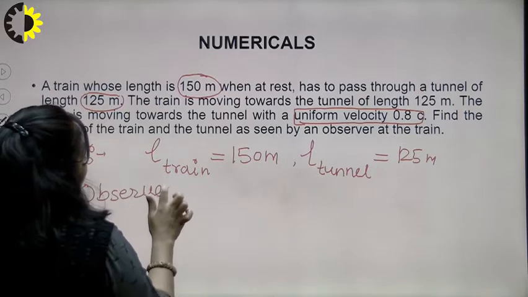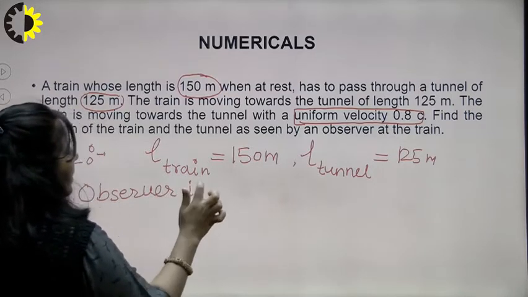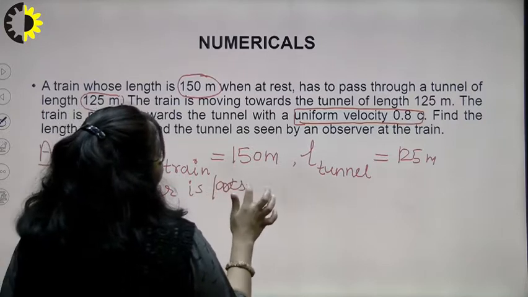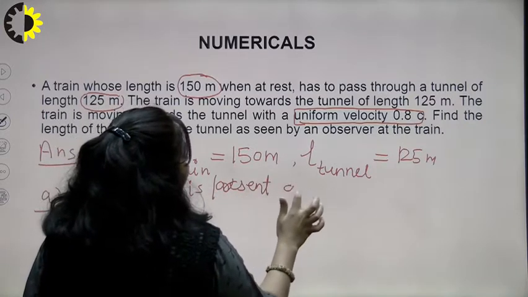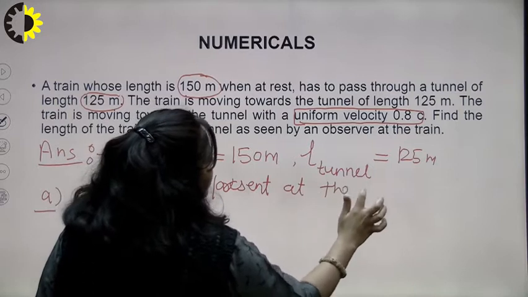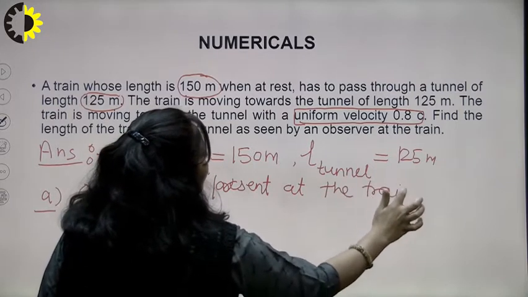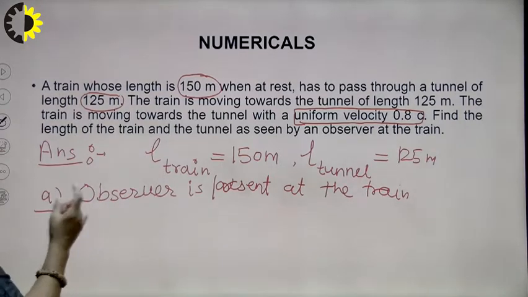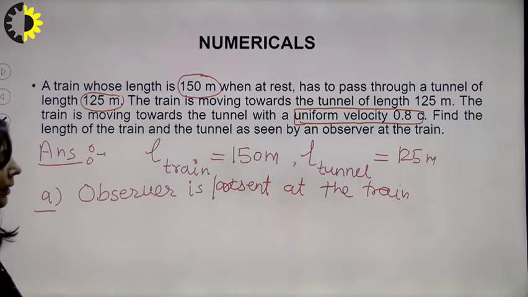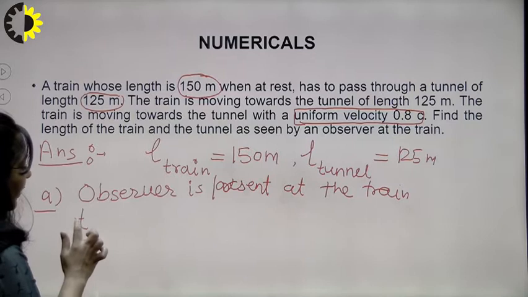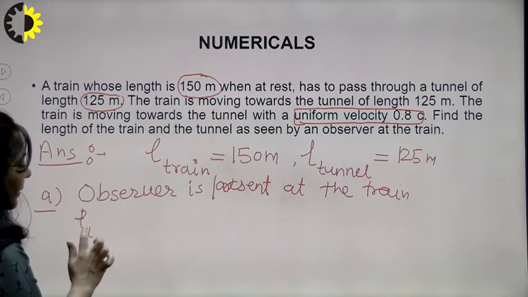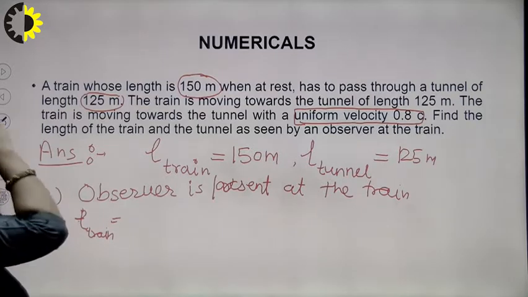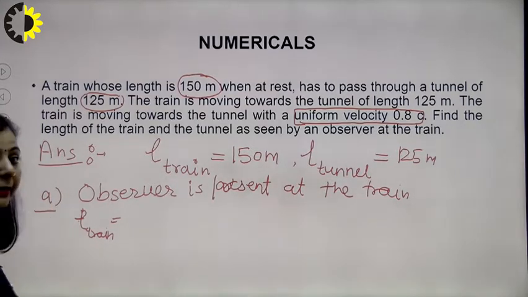So when the observer is present in the train, this is the first part. Actually there are two parts of this question, only one is mentioned, so I am going to solve both the parts. Observer is present in the train. So for that observer, what will be the length of the train? Obviously the length of the train will be the same as the length of the train when it is at rest.